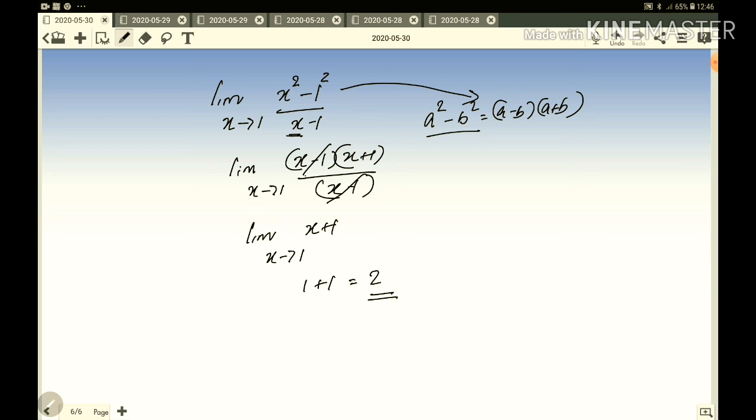So the main process that we are doing here is simple substitution, isn't it? And one thing you have to remember: when you substitute, an undefined condition must not come.